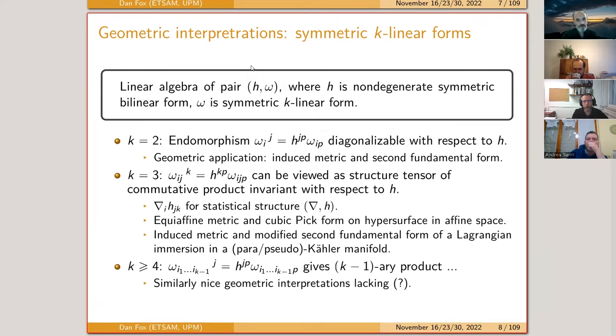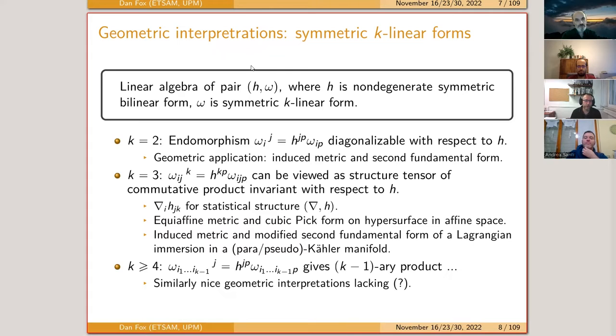And we are all used to using this observation in the context of hypersurface geometry in the Riemannian context, where we have the induced metric and the second fundamental form, which is a symmetric two tensor, and we can also write it as an endomorphism, which we call the shape operator, and we diagonalize one with respect to the other, and we use this a lot.